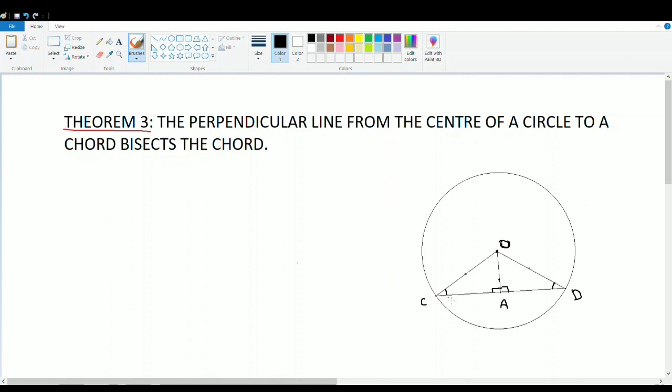So here we have considered CD as the chord, O is the center of the circle, so we have drawn OA perpendicular to CD, and we need to prove that CA is equal to AD. Got that? So the basic thing is that we need to prove CA equal to AD. So first of all, we note it down.